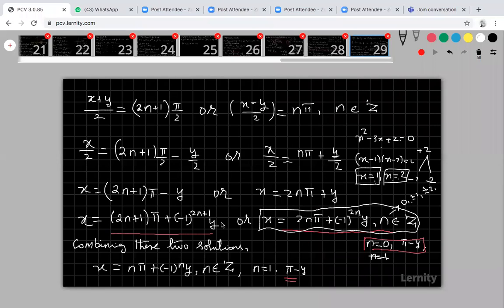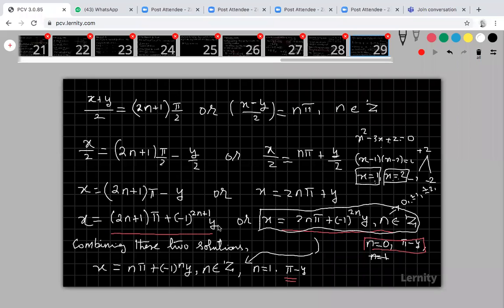When you apply n is equal to 0, you will get one solution. When you apply n is equal to 1, you will get one solution. When you apply n is equal to 2, you will get another solution. When you apply n is equal to 3, you will get another solution. So for those values of n equal to 0, 1, 2, 3, you will get some solution. The same solution, you will get here also.